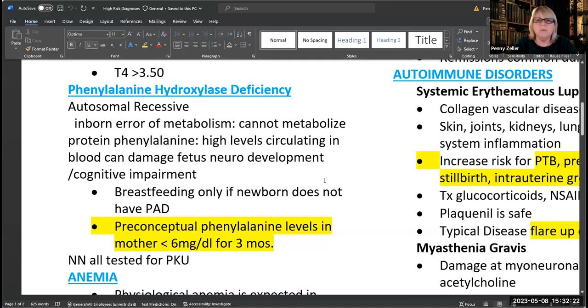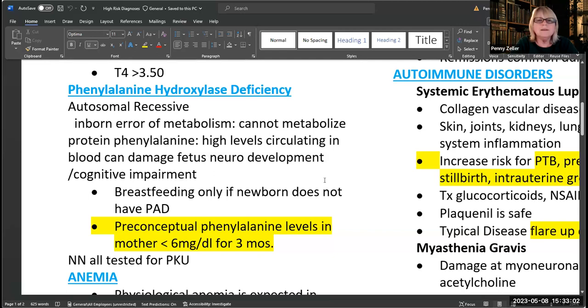What we want to do is monitor their phenylalanine levels before they get pregnant, and we want them to be normal for at least 3 months before they get pregnant. Just like ideally, we want a client to be on folic acid for 3 months before they get pregnant. That's the most ideal situation. So for example, if a client comes to the office and tells us she has PKU, then we need to make sure she gets those levels down.